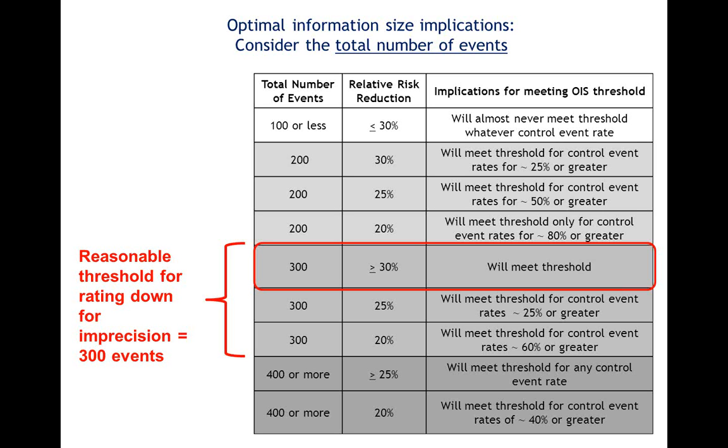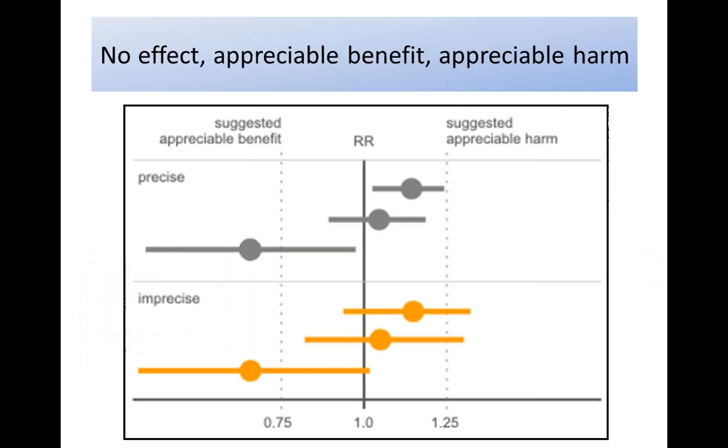It comes from this table, which looks at how many events you're going to need for a certain relative risk reduction, here between 20 and 30%, and for the kind of control rate you're likely to see in your trial. The reason they've come up with 300 is that for most relative risk reductions and control event rates, with 300 events you're going to be there. So that's where the rule of thumb comes in, but of course for every individual case you could do your own optimal information size calculation.